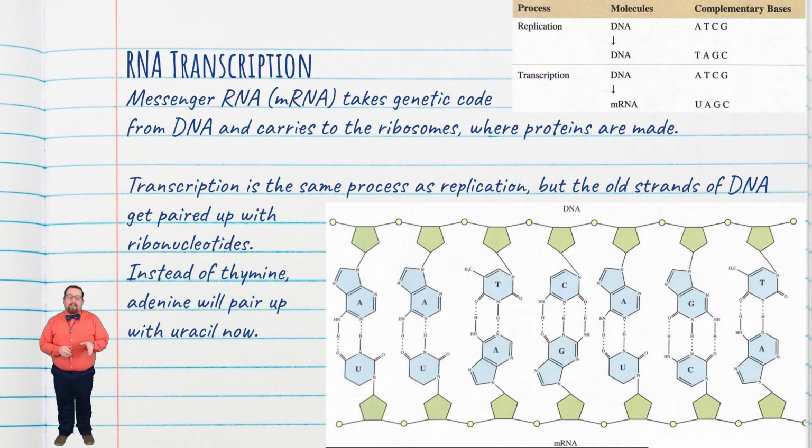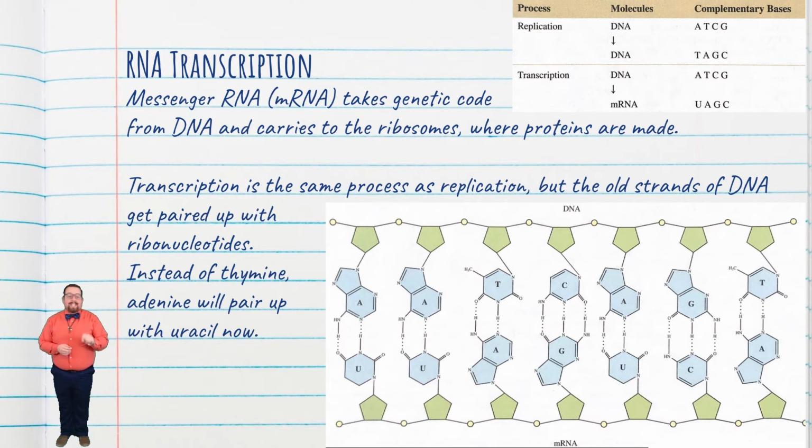DNA replication doesn't have anything to do with creating new proteins, but RNA transcription does. In RNA transcription, we create strands of messenger RNA, or mRNA, that take sections of the genetic code from the DNA to the ribosome so that they can make new proteins. The processes of RNA transcription and DNA replication are exactly the same with one exception: uracil.